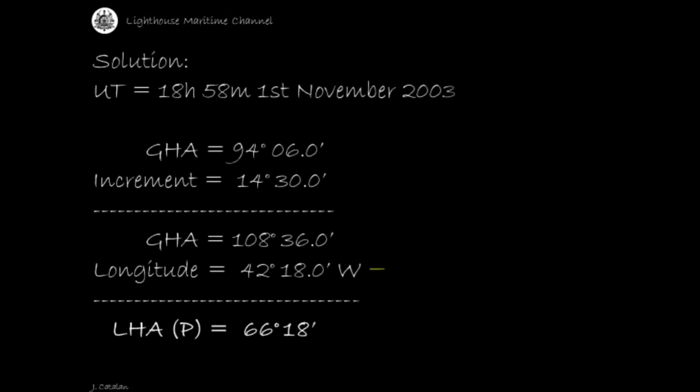Solution. UT is equal to 18 hours and 58 minutes, dated November 1, 2003. GHA is equal to 94 degrees and 06.0 minutes. Added by increment, which is equal to 14 degrees and 30.0 minutes. The result is the GHA, which is equal to 108 degrees and 36.0 minutes. Subtracted by longitude, which is equal to 42 degrees and 18.0 minutes west. LHA or angle P is equal to 66 degrees and 18 minutes.